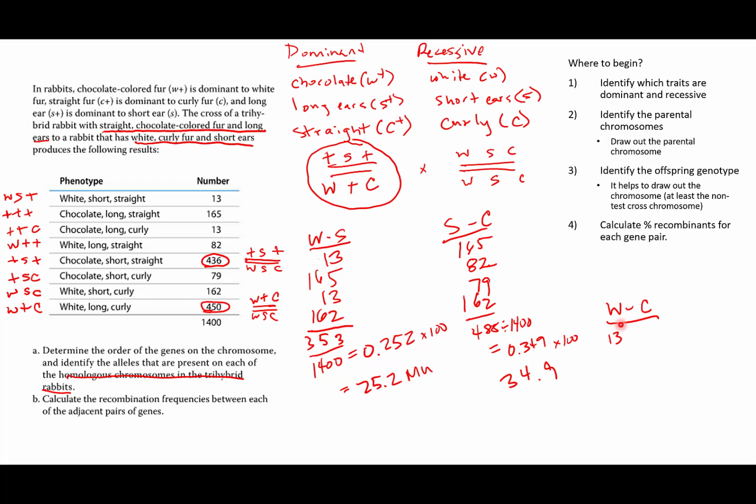13. Okay, wild type, wild type. Okay, I'm not going to put that in. Next one, wild type C. Wild type C on different chromosomes. So I'm going to write that in, 13.